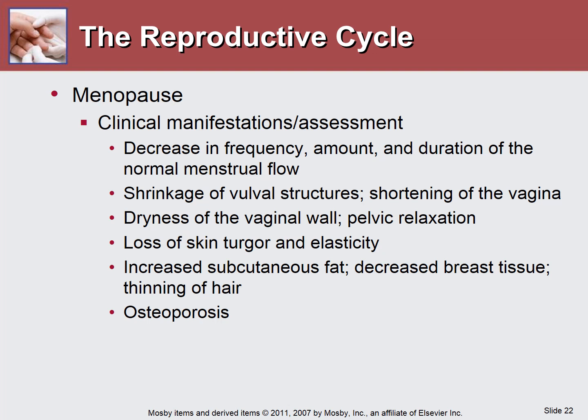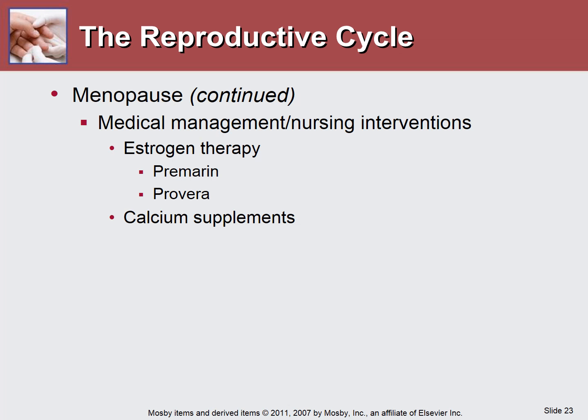Next slide. So the issue is they're losing their hormones, so we want to replace them. So there's hormone replacement therapy: estrogen, Premarin, and Provera, plus calcium supplements. It is controversial because replacement therapy has been known to cause other problems, cancer and heart disease.